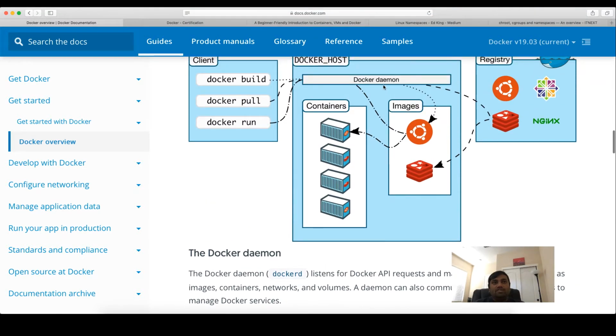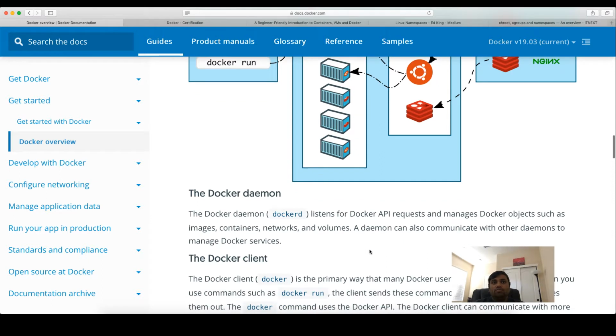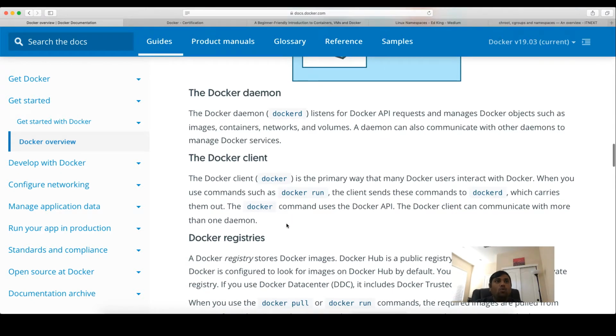We know the Docker daemon is the server process. The Docker daemon listens for Docker API requests and manages Docker objects such as images, containers, networks, and volumes. A daemon can also communicate with other daemons to manage Docker services. So the Docker daemon or dockerd is nothing but the Docker engine or the Docker server. We have something called the Docker client. The Docker client is the primary way that many Docker users interact with Docker, and we will be spending quite a bit of time with the Docker client.